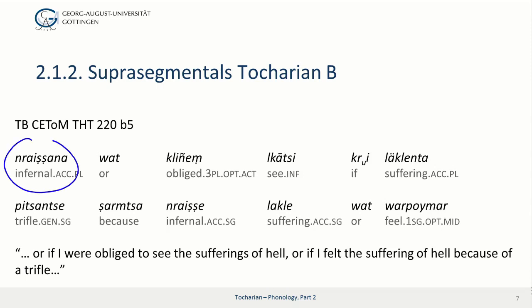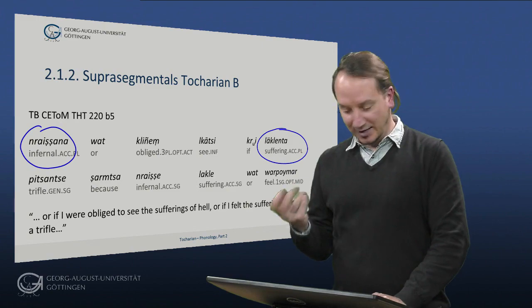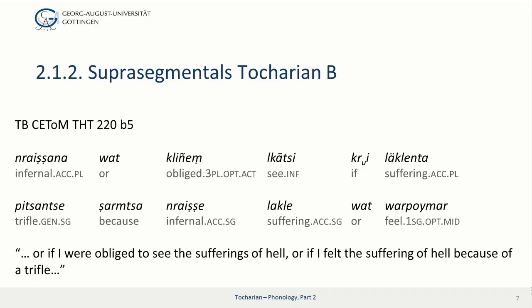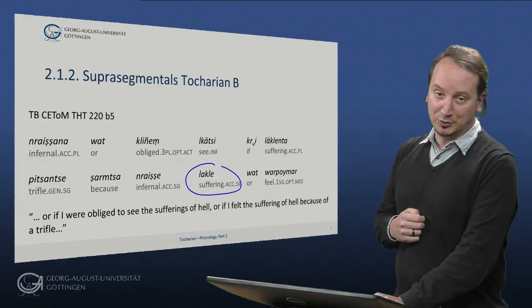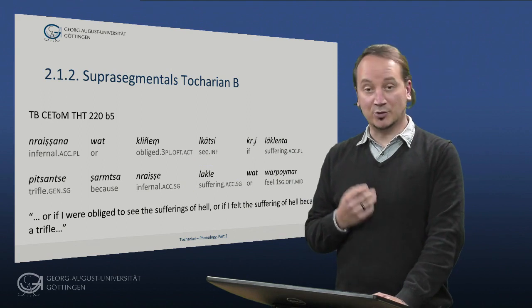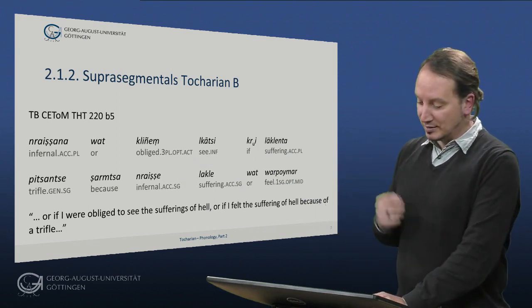Nraiśana, here, this is just the adjective in agreement here with lyklenta. And lyklenta is the nominative accusative plural of lyakle. And lyakle we find down here. And as you can see, the stress in accusative singular lyakle, suffering, is the disyllabic stress, so the stress is on the first syllable. But in lyklenta, sufferings, it's a trisyllabic word with enta, the plural ending, so the stress is on the second syllable. And we can nicely see the alternation of the central vowel, schwa, of course, in the first syllable here.